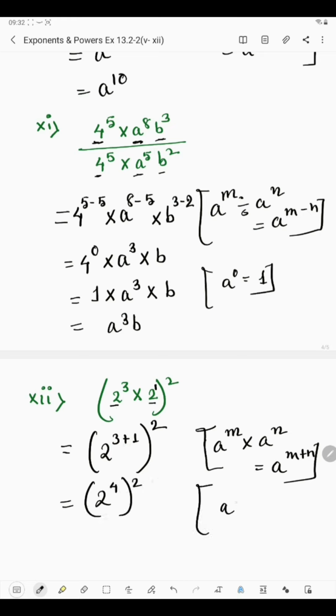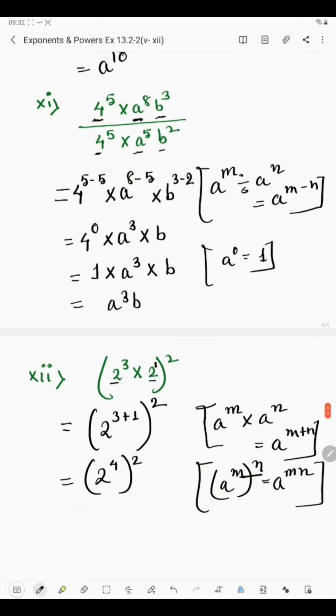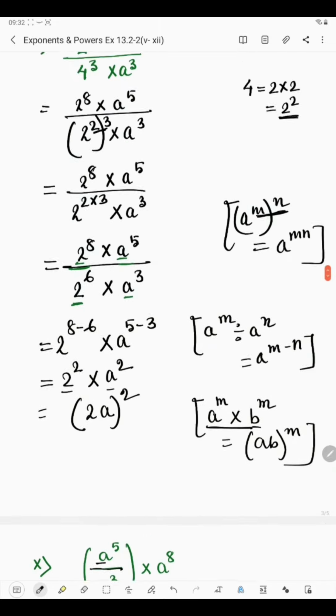Now we know that if there is a power of power, then we just multiply the powers. We'll just multiply this, okay? So here we'll just multiply this 2 to get the answer. So 2 to the power 4 into 2, so it will be 2 to the power 8, okay? So this was the last part of question number 2.